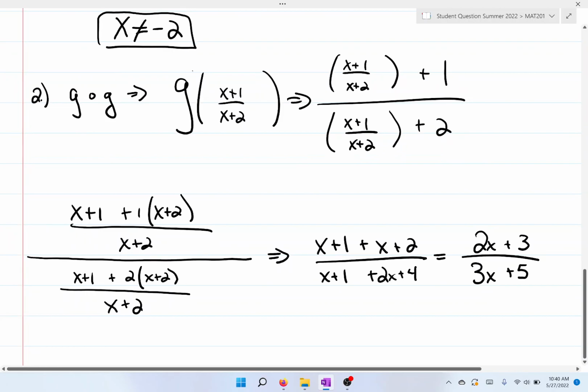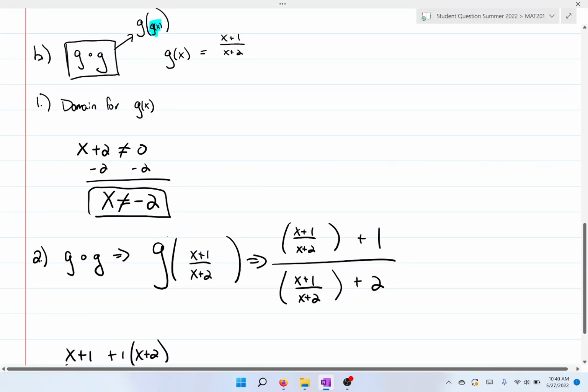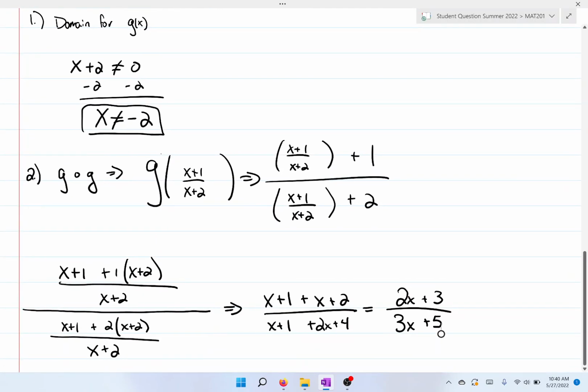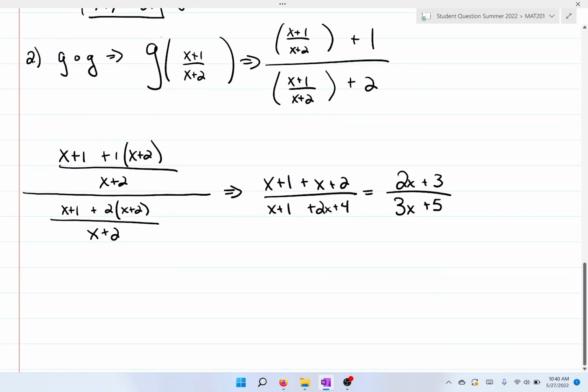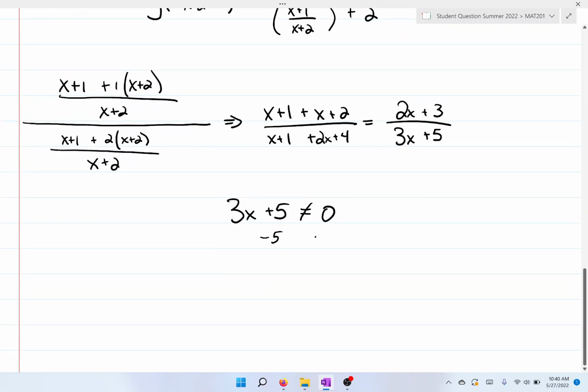Okay? So, if you remember, for step 1, we found a domain for g of x. That's right here. It's already boxed in. For the compositional part, we know 3x plus 5 cannot equal 0. So we just solve this. Subtract 5 from both sides, and then divide both sides by 3. We find x cannot equal negative 5 over 3. Okay?